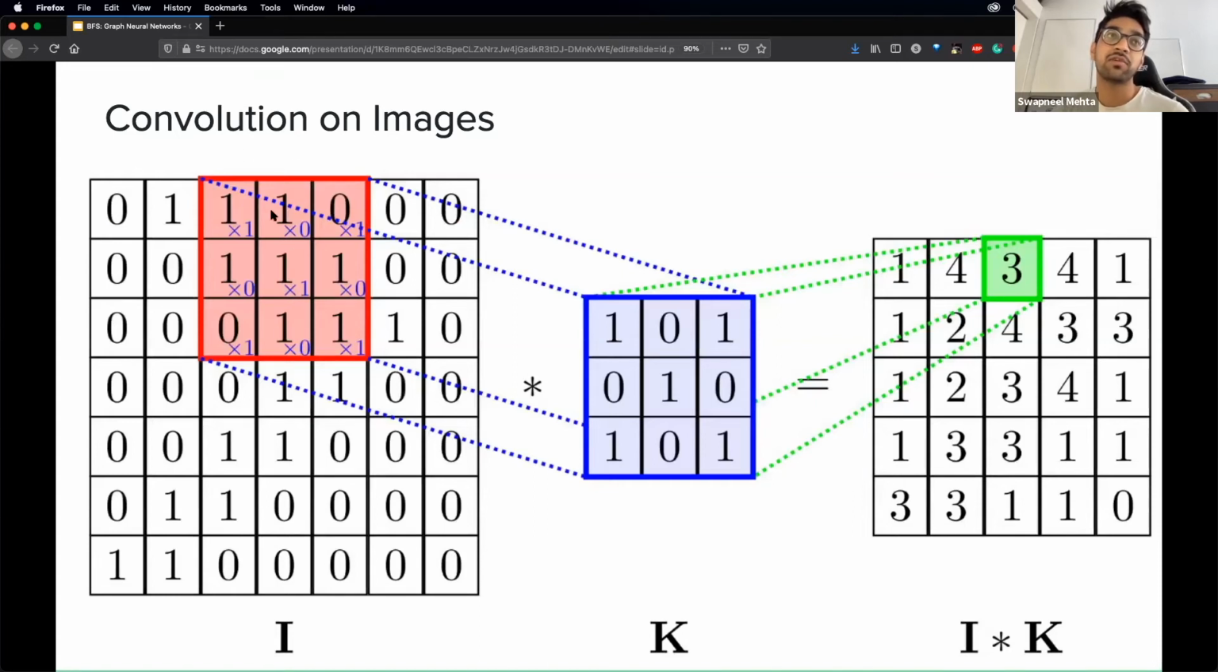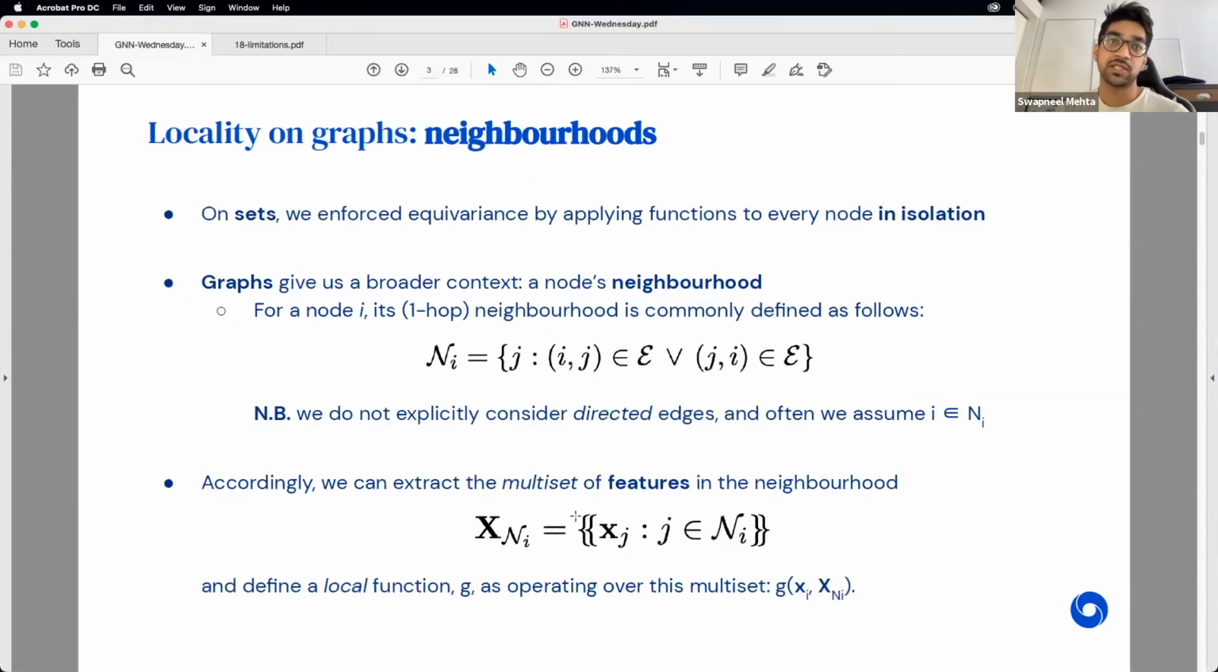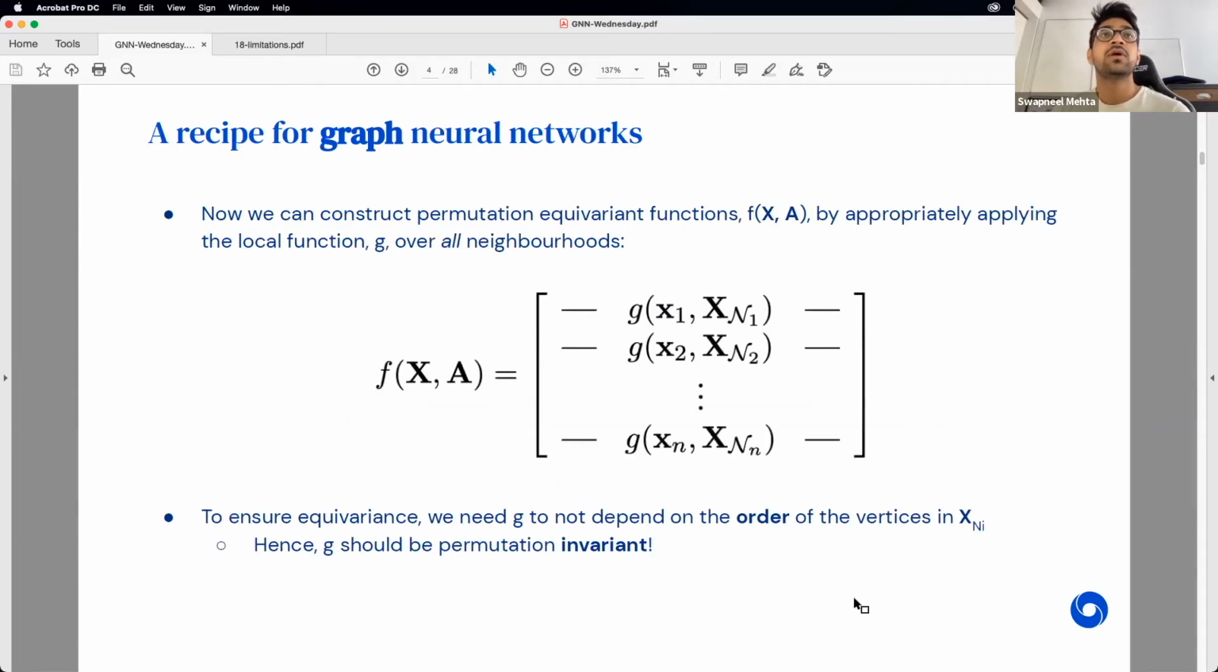So similarly, for a graph, we want a function to operate on a local neighborhood, which means we care about this neighborhood feature set, the multi-set of features in the neighborhood. And we define a local function g as operating over this multi-set x_i and x_N_i. So again, we're still in definition land, trying to generalize these things from this tiny insight we got before into arbitrary graphs. So we can now construct these equivariant functions, where equivariant was order preserving, f(X, A), by appropriately applying this local function over all neighborhoods.